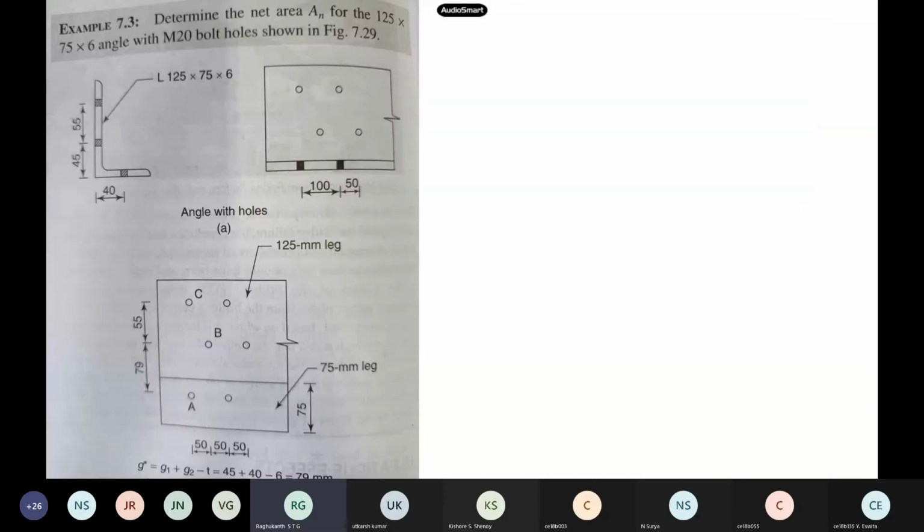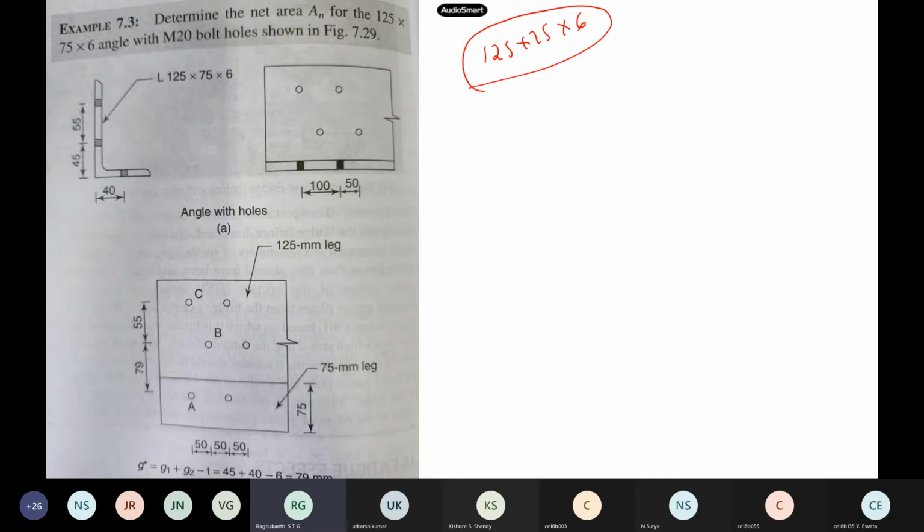So now this is also one problem where you have an angle section, which is 125 by 75 by 6. These are the details of the angle section. Both the legs are connected. So now we have to calculate this net area. Okay, just I'm illustrating here. It is very easy and a very straightforward kind of thing itself.